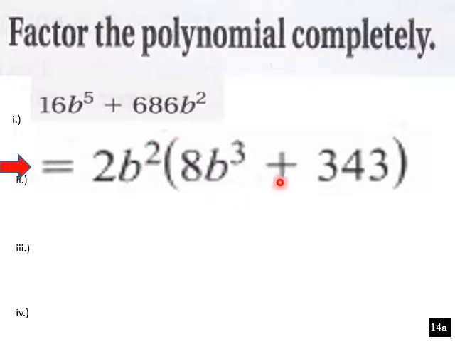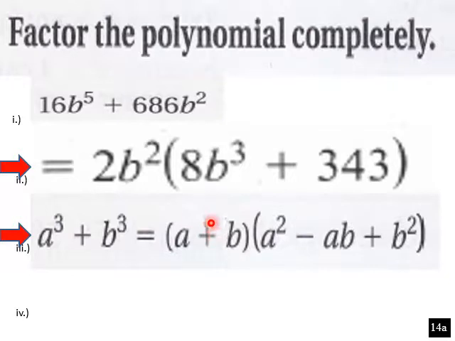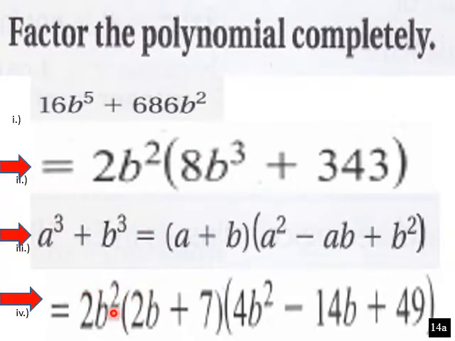This is a sum of two cubes. This is a cube. This is a cube. And then we expand this out. Here's our pattern for factoring a sum of two cubes, and then we plug in here. First we factor out 2b squared, and then we get 2b plus 7 times 4b squared minus 14b plus 49. That would be our expansion, or pattern, of factoring the sum of two cubes.